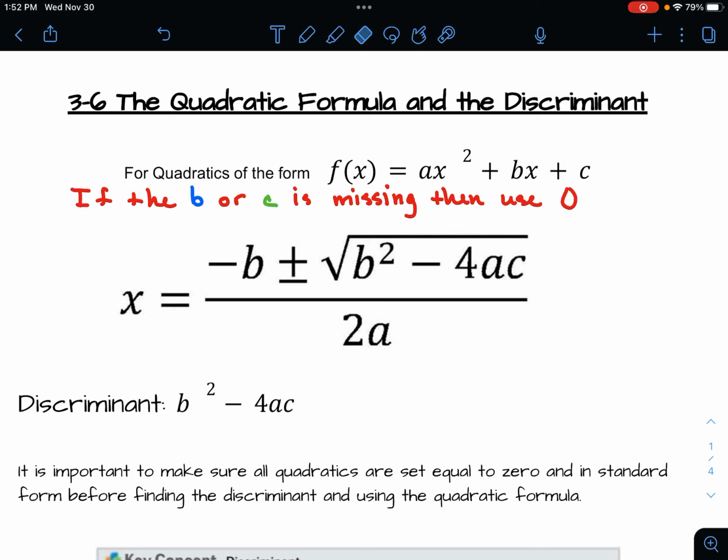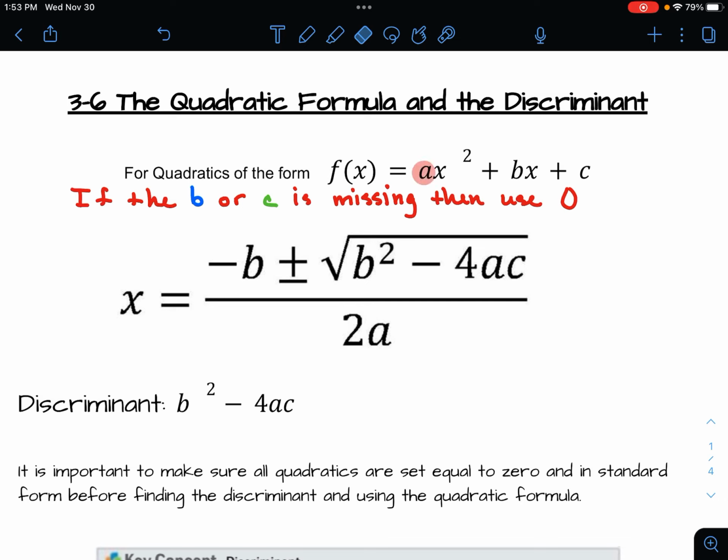And we can find the numbers for a, b, and c by looking at the quadratic above in that form. But what you need to understand is that not every quadratic is going to have an a, b, and c visible to you. If the b or the c is missing, then you're going to use a 0 for that particular letter. Okay? B and c could both be missing at the same time. The only letter you don't have to worry about being missing is the letter a. If the letter a is gone, then it would not be a quadratic. We wouldn't be talking about solving with the quadratic formula.